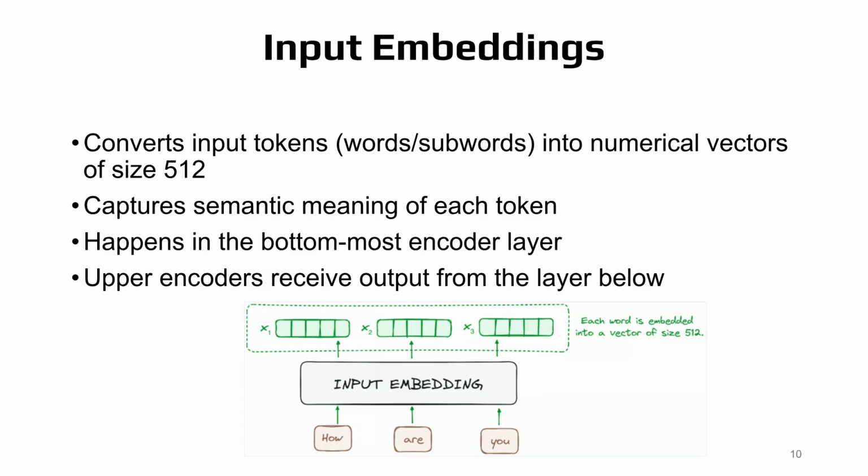They're learned during training to capture semantic relationships. Similar words end up with similar vectors. The embedding for king minus man plus woman approximately equals queen. These embeddings capture rich semantic structure. This embedding layer only operates at the bottom of the encoder. Upper layers receive the processed output from layers below.